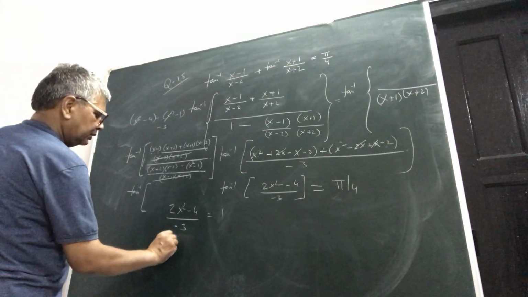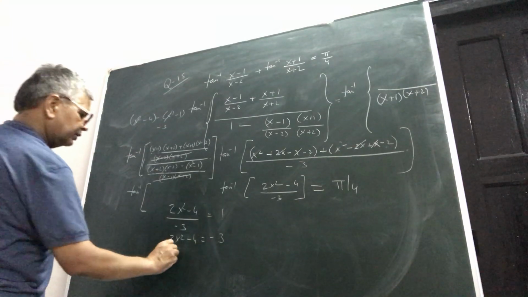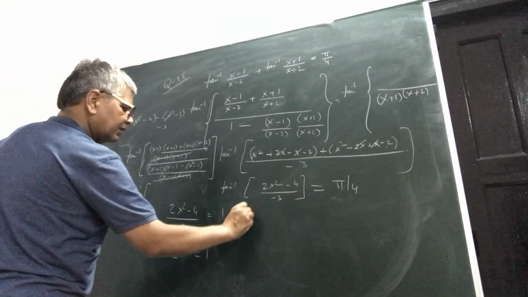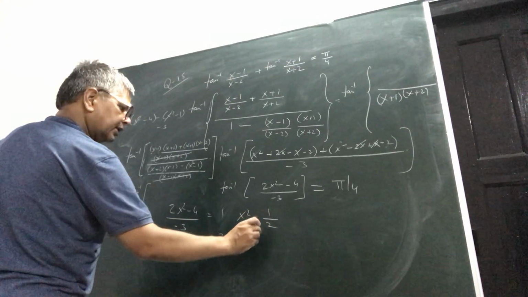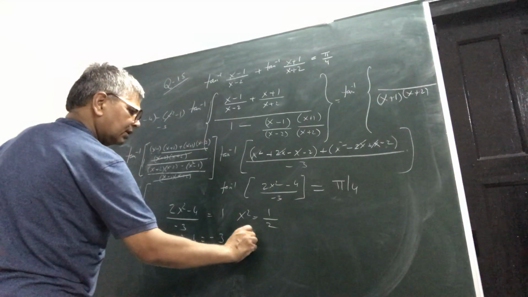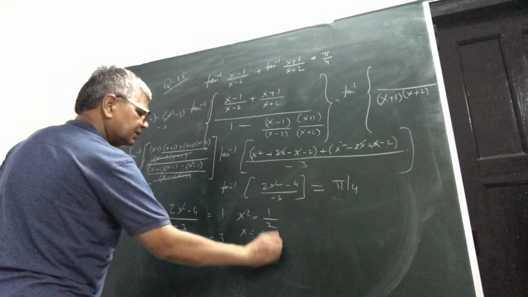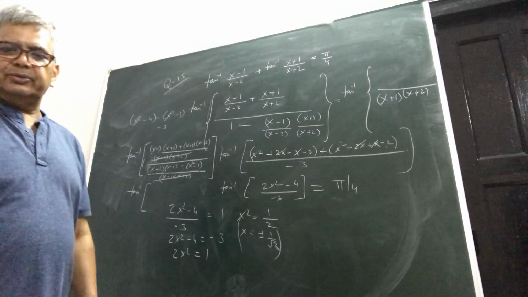And so 2x square minus 4 is equal to minus 3. This 4 you take to the other side, 2x square will be plus 1. So x square will be how much? 1 upon 2. Under root, so x will be what? Plus minus 1 upon root 2. So that will be the answer. This way you can do it.